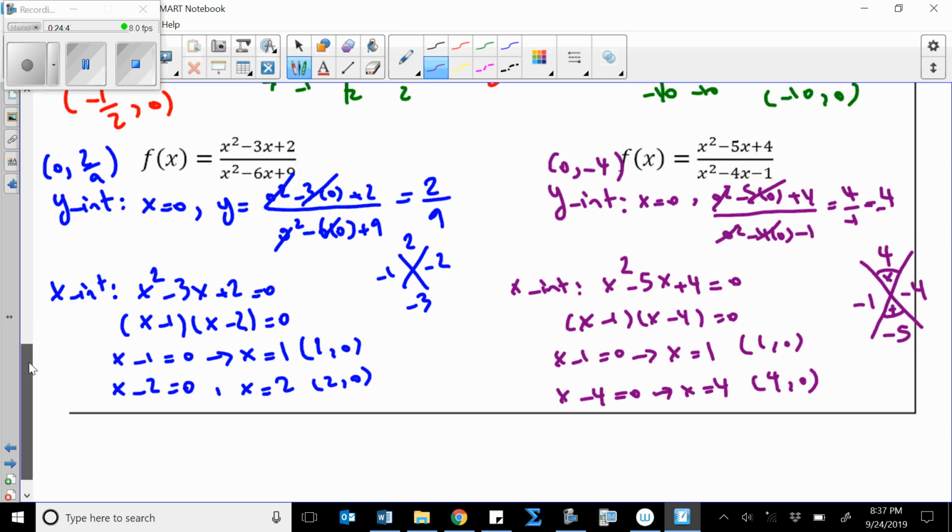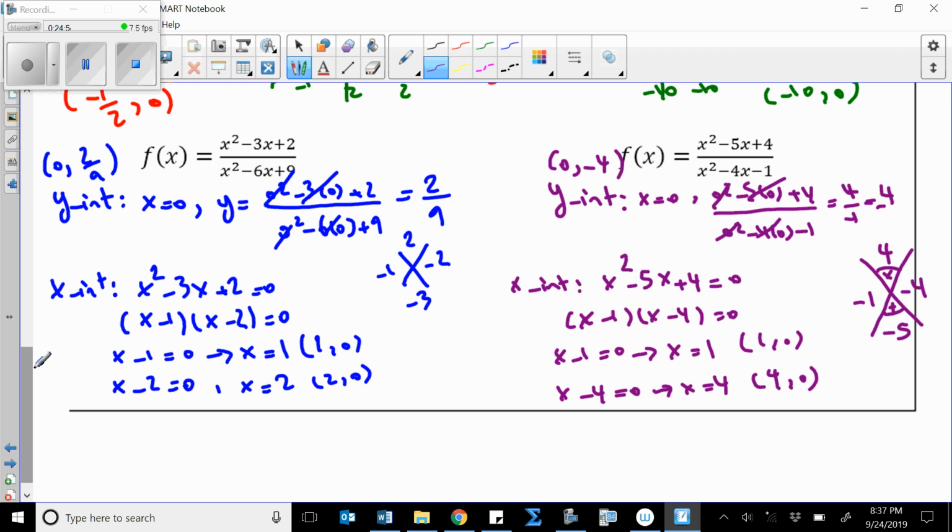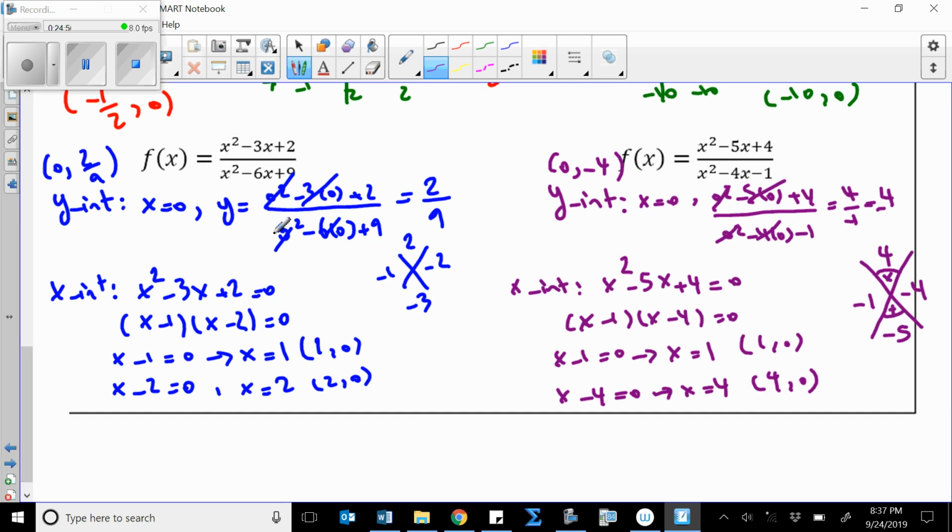So this is today's lesson. We learned how to find x and y-intercepts and also horizontal and vertical asymptotes to graph a function. We will learn more in the next lesson.